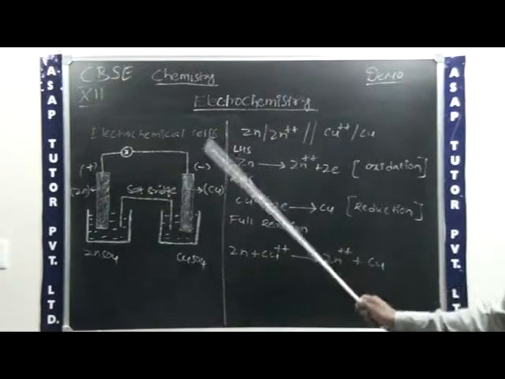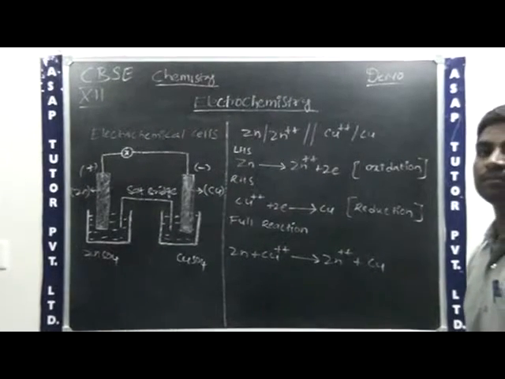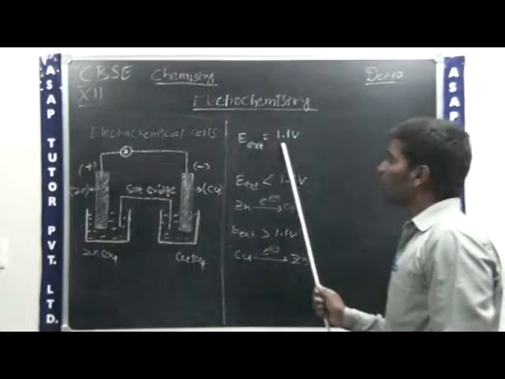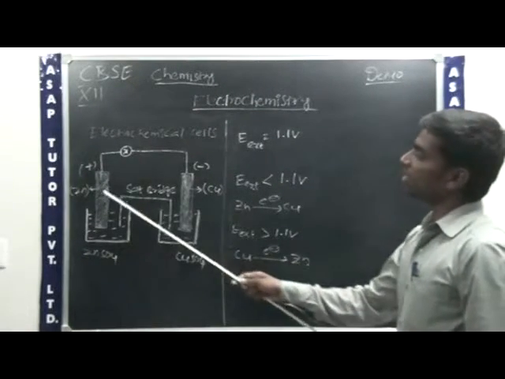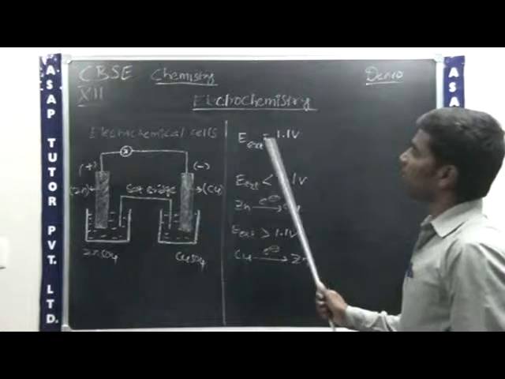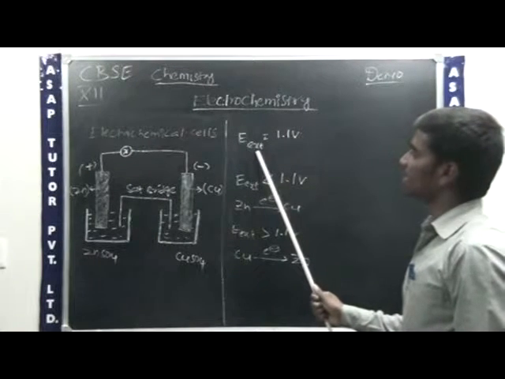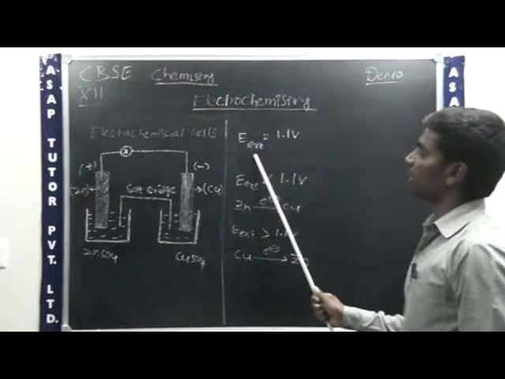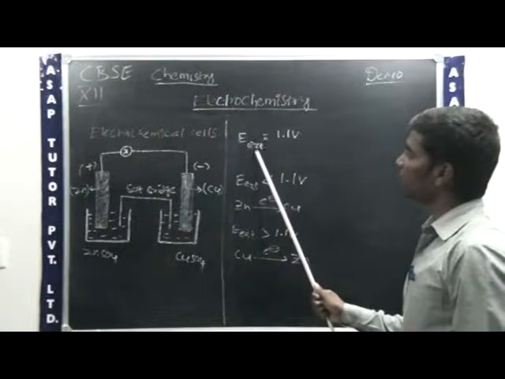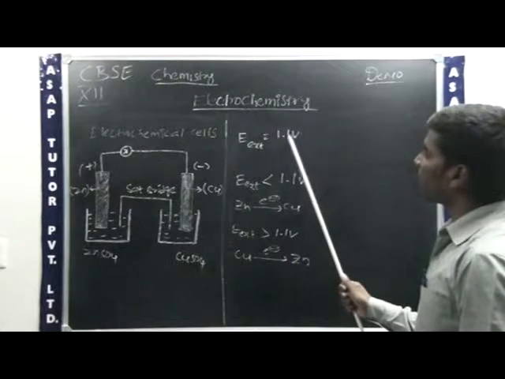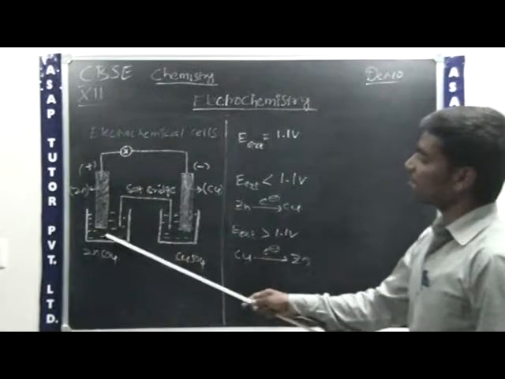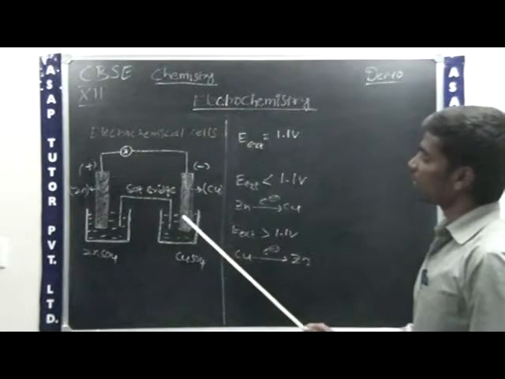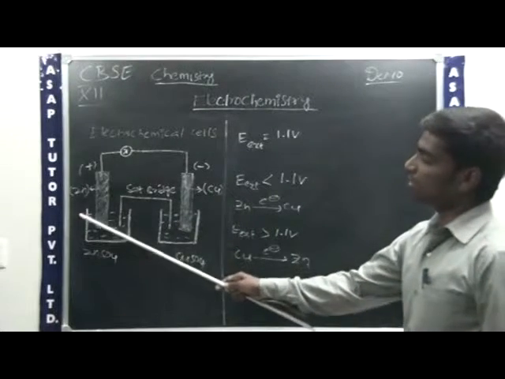This is the electrochemical cell. 1.1 volts is the potential difference between copper and zinc. Here E external means external potential difference. When it equals 1.1 volts, the reaction does not occur. That means electrons do not flow from the zinc sulfate side to the copper sulfate side.